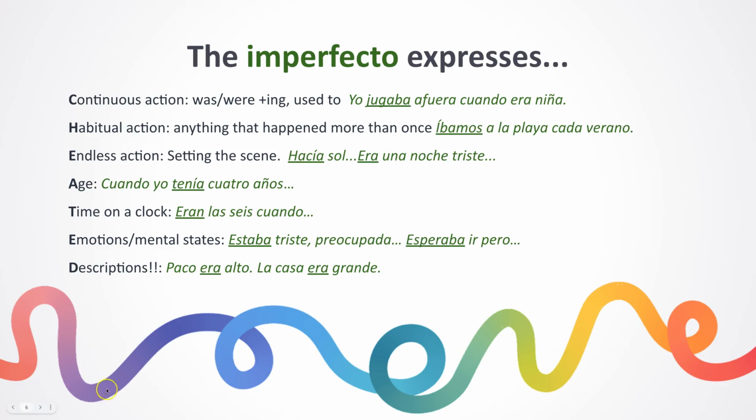Note the wavy line down here at the bottom. I think the wavy line is a perfect depiction of what the imperfecto is like. It's not something that just happened. Paco didn't just wake up tall one day. It's something ongoing. It's wavy. It's moving. It's imperfecto. So you notice that our acronym here spells cheated down the side. So you can use cheated to help you remember when to use the imperfecto when you're speaking in the past.